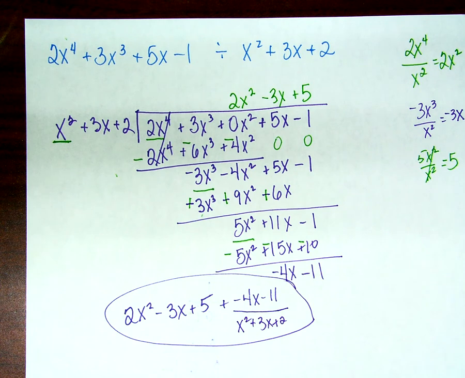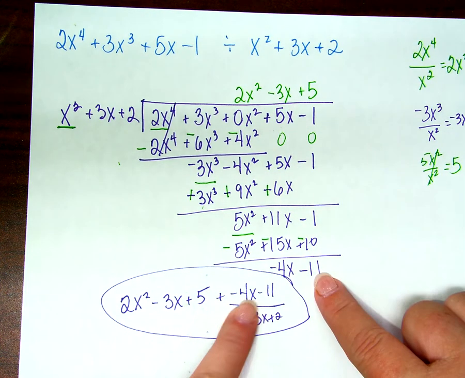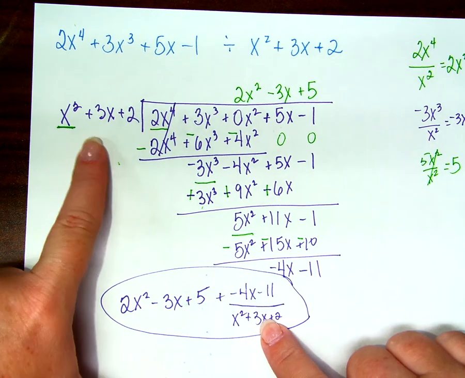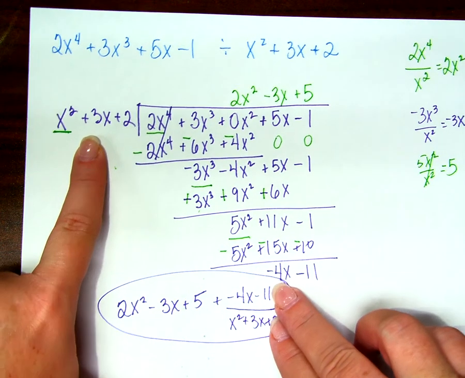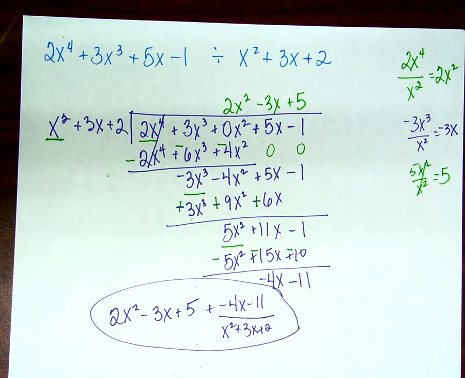And that is my answer. So it's what I got when I did my division, right here, and then plus my remainder over what I was originally dividing by, because that doesn't ever simplify to a 0, so that is my fractional remainder. Okay? Any questions about this?